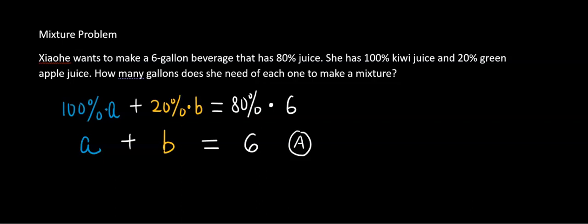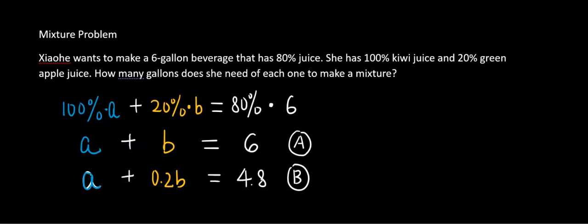Now we're going to clean up this equation B. 100% is 1. 1 times A, that is A. 20% is 0.2, so that is, I want to be consistent, use blue, and we're going to put it together. 80% is 0.8. 0.8 times 6, that gives us 4.8. All right, that's our good-looking equation B.